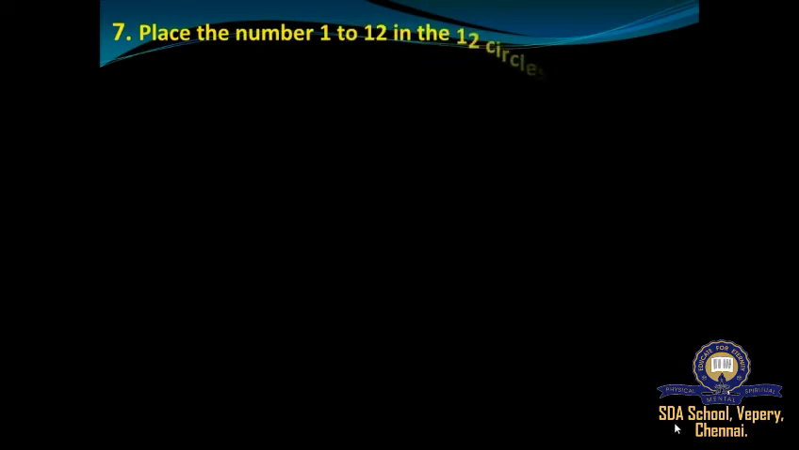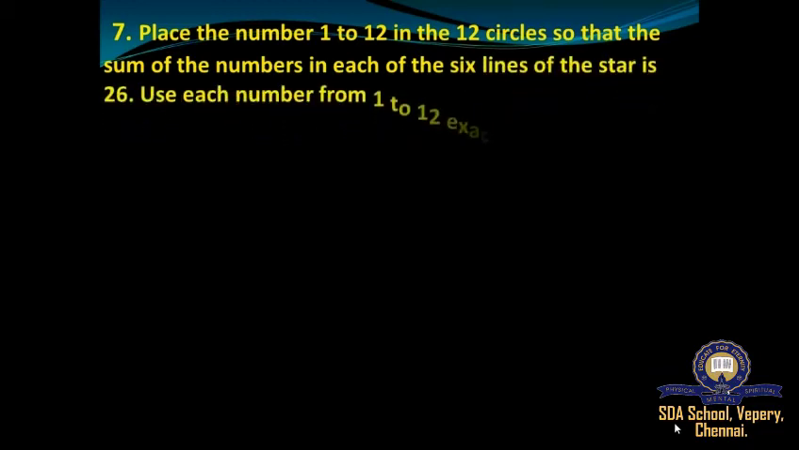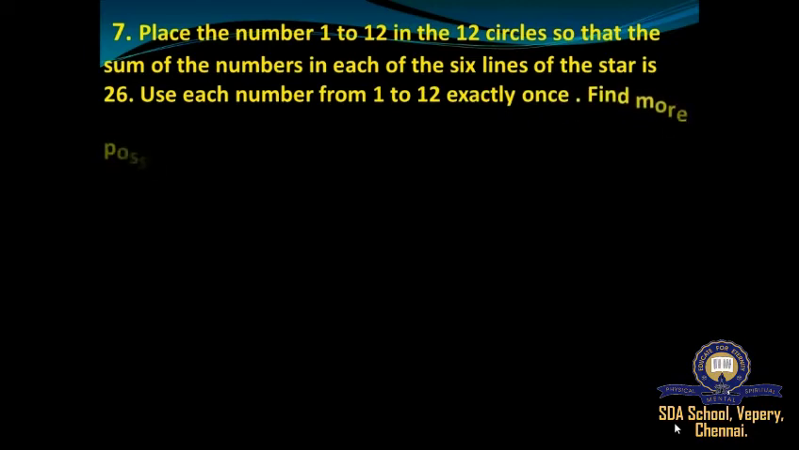Now we'll move to the seventh sum. Place the numbers 1 to 12 in the 12 circles so that the sum of the numbers in each of the 6 lines of the star is 26. Now use each number from 1 to 12 exactly once. Find more possible ways. Understood, students? So you are supposed to place the numbers from 1 to 12 in the circles such that the sum of the numbers in each of the 6 lines of the star is 26.